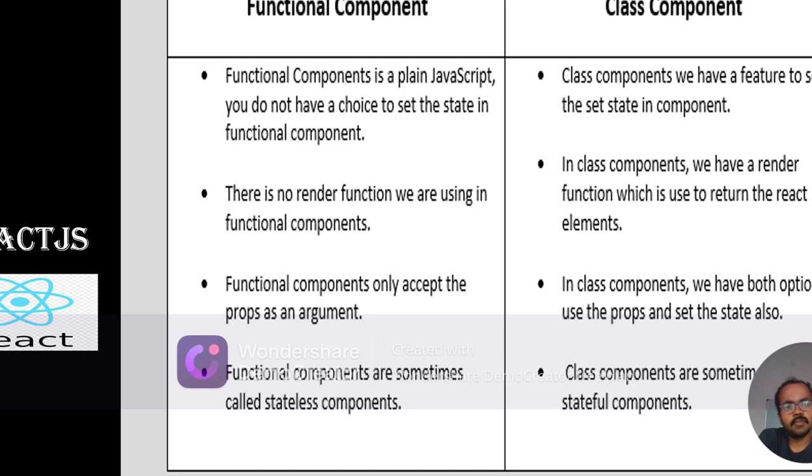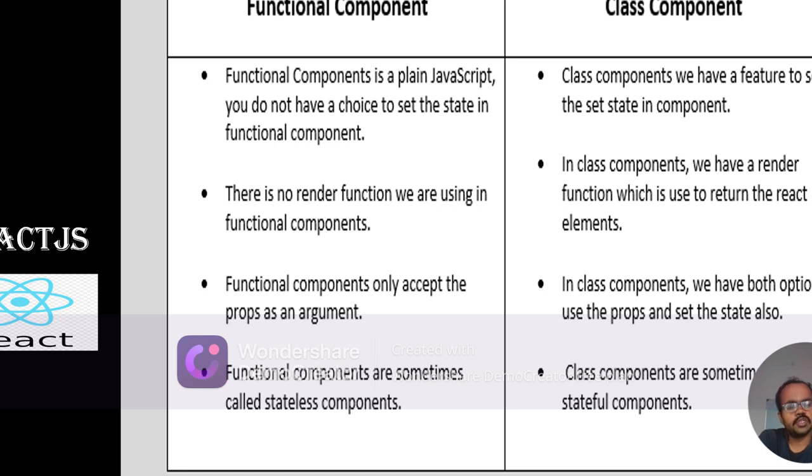Before giving the example, I'm going to differentiate them so you can easily understand what a functional component has and what a class component has. A functional component is like a plain JavaScript function. You don't have a chance to set the state. It means in the functional component we don't have the state variable. Class component means we have the state variable, and we can set the state.